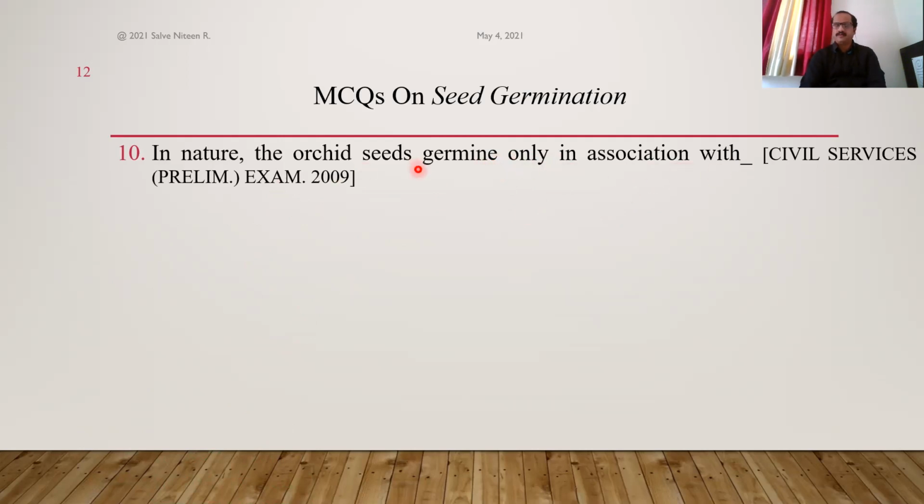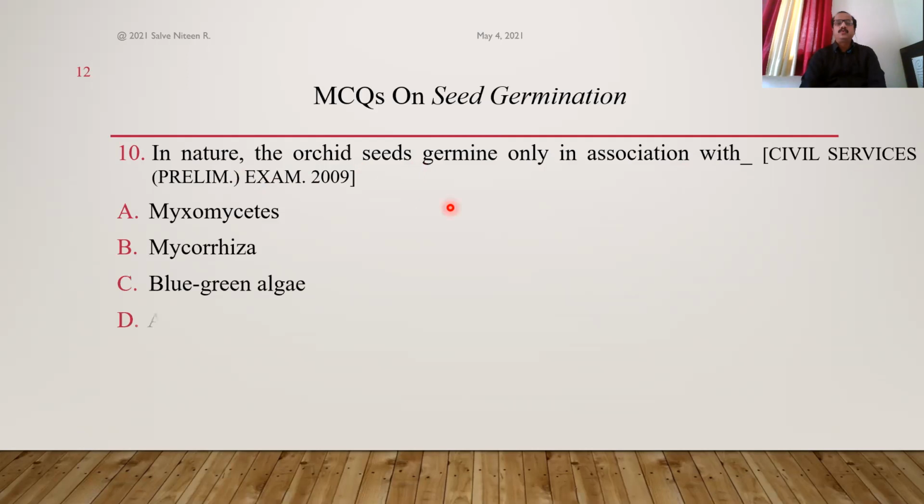Again, a civil services exam question. So you should know that orchid seeds germinate only in association with mycorrhiza, because there is no other major storage tissue like endosperm or cotyledons. So orchid seeds depend on mycorrhizal association, a symbiotic association, for germination. Orchid seeds germinate only in the presence of mycorrhiza. B is the answer.